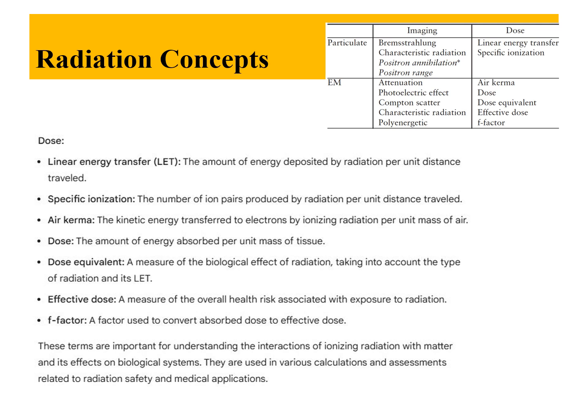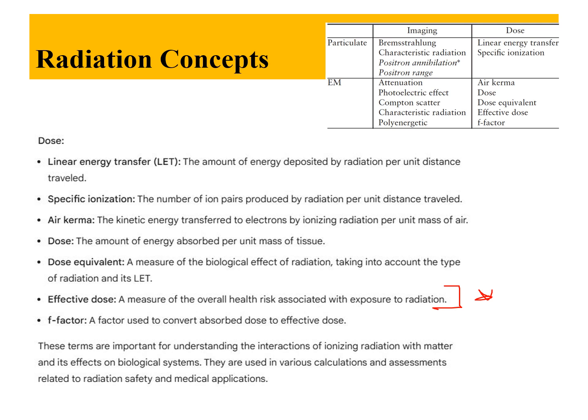And then the dose is the amount of energy absorbed per unit mass of tissue. You need to reduce this exposure as much as possible. We have something called dose equivalent, which is a measure of the biological effect of radiation, taking into account the type of radiation and its linear energy transfer. Effective dose is a measure of the overall health risk associated with exposure, and the F factor is a factor used to convert absorbed doses to effective dose. So the effective dose is a measure of the overall health risk. That's what we want to make sure we know, and radiologists always try to track.